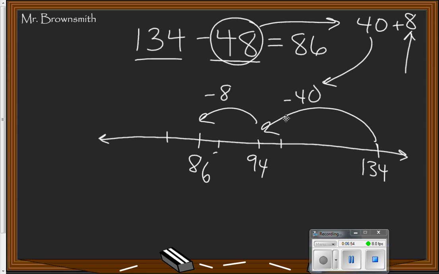So there's a couple methods right there on doing subtraction. Like I said, there's lots of different ways to do it. I find that the counting up method seems to work the best for me, but that's me, and you can choose what other method you think is easier for you.